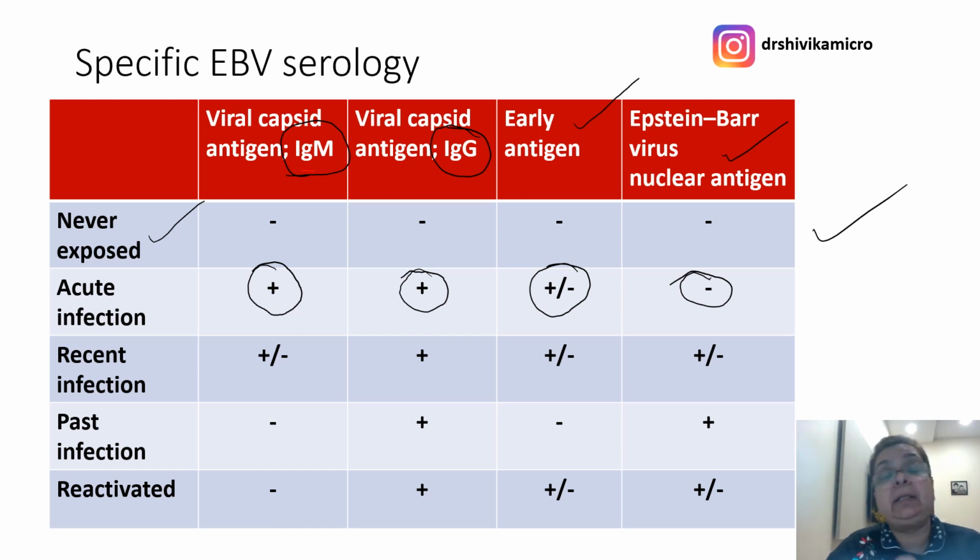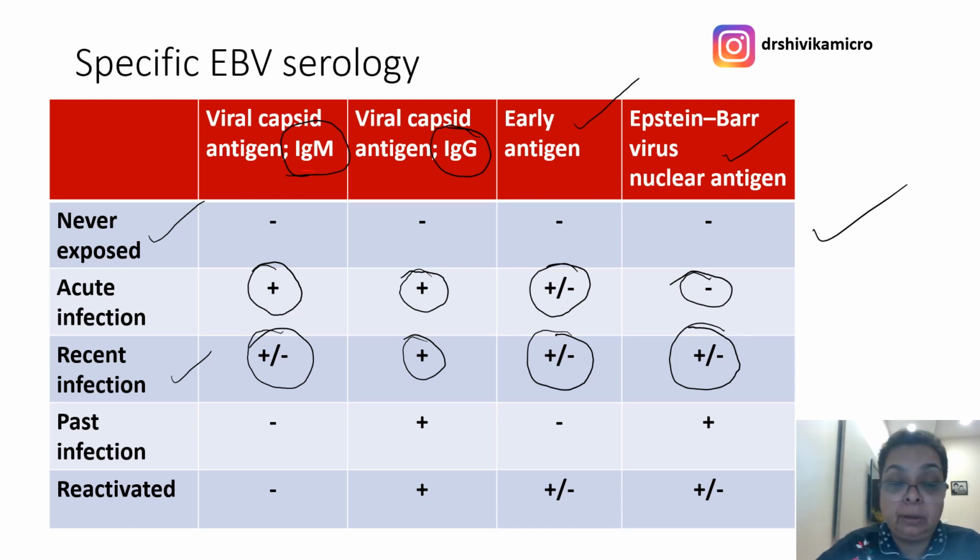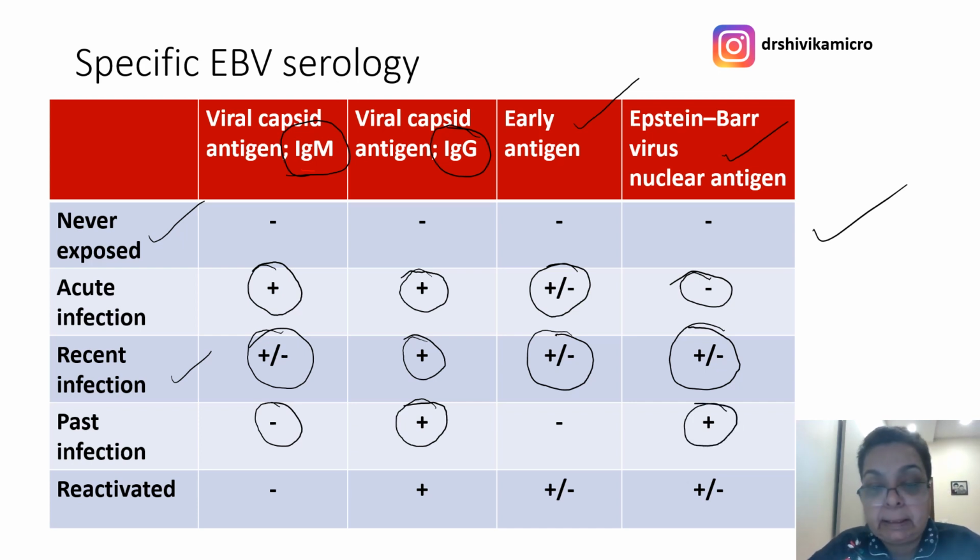If the patient has had a resolution, you want to find out recent infection or not. IgM antibodies possibly may have disappeared by this time, but IgG antibodies are still persisting. Generally, these persist lifelong. Early antigen antibodies have appeared. Also, nuclear antigen antibodies have also appeared. If the patient has had a remote infection, these antibodies, IgG anti-VCA, and antibodies against nuclear antigens are persisting.